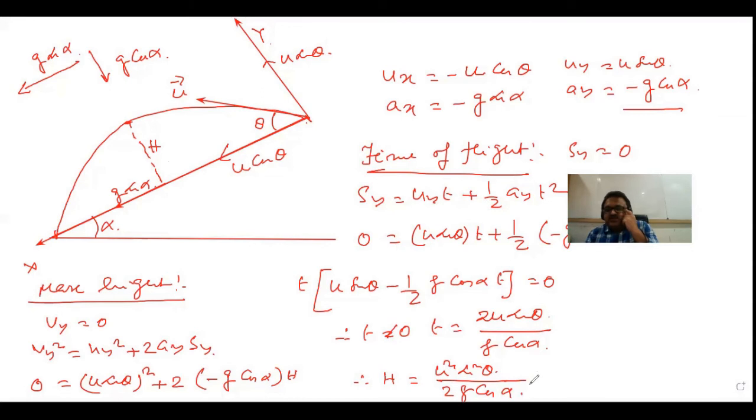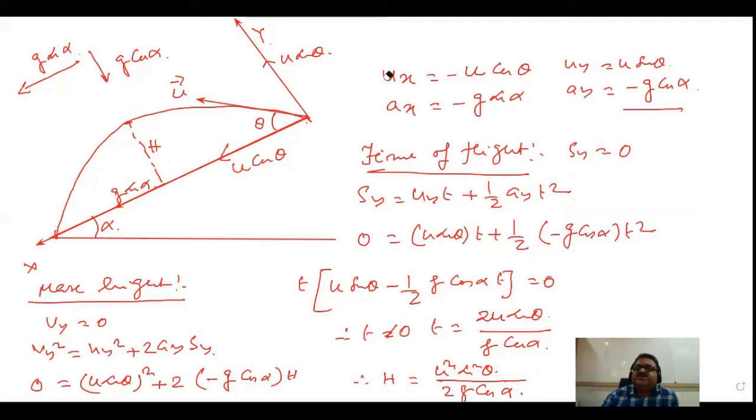Correct? So this is nothing special. Everything is the same. You only have to change the component of g. Only the difference is this. Now let us try to find out, at last, the range.